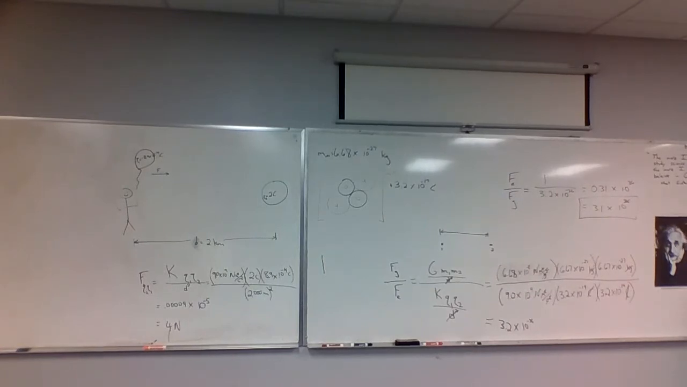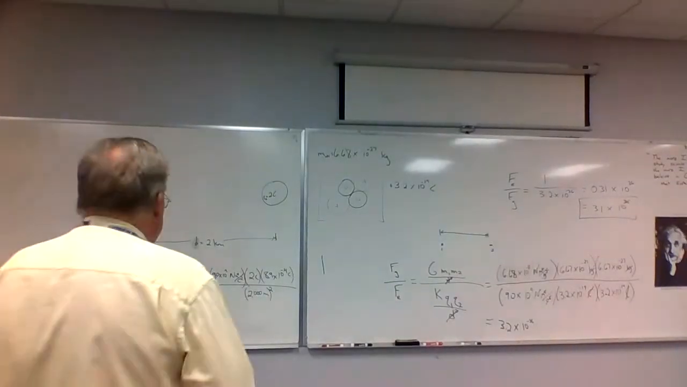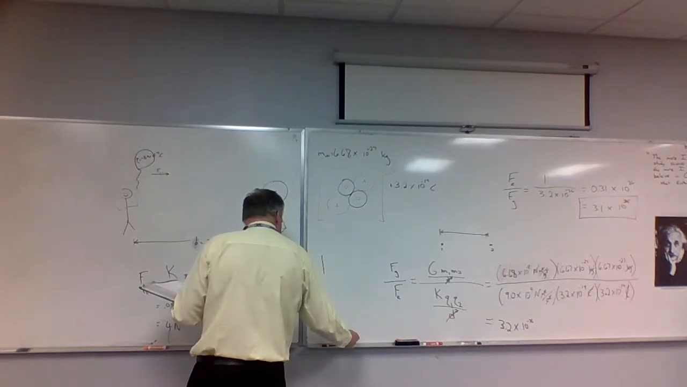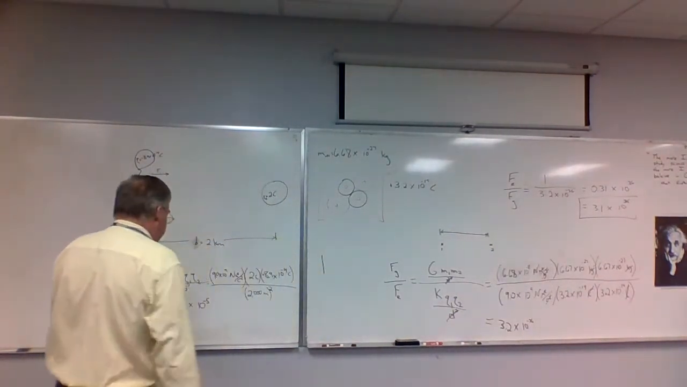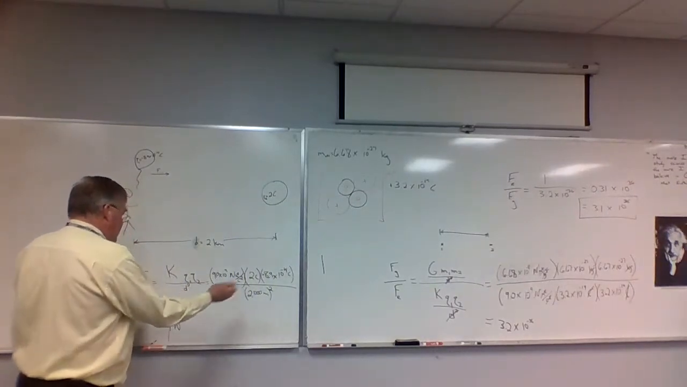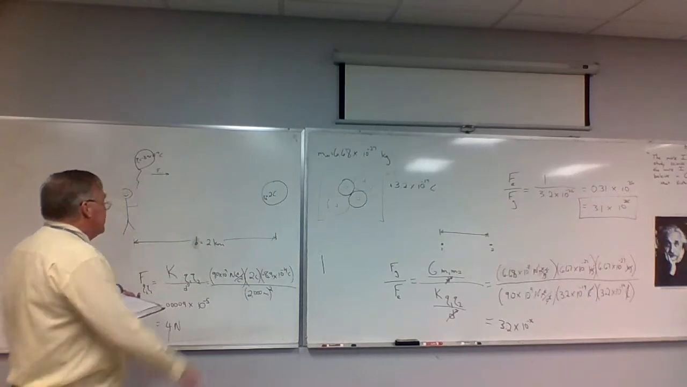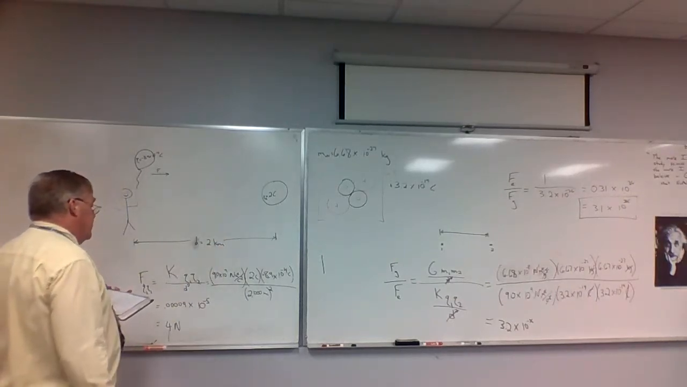Macy rubs a balloon with wool, giving the balloon negative 8.9 times 10 to the minus 14. Let's put a negative there. I don't think we're supposed to. I'm sure we're not supposed to. I mean, it doesn't matter whether the force is negative or positive. You decide what direction it is from the picture that you draw based on the charges of the objects.